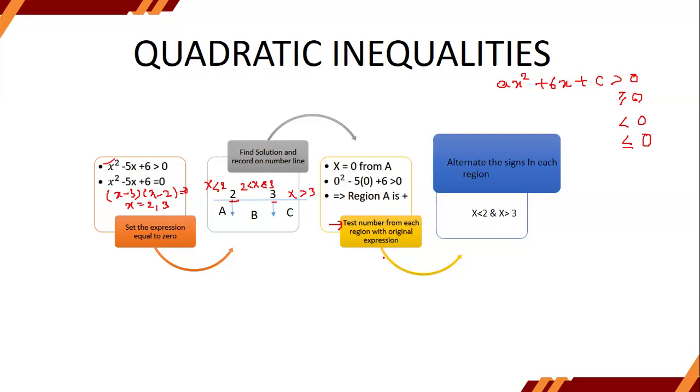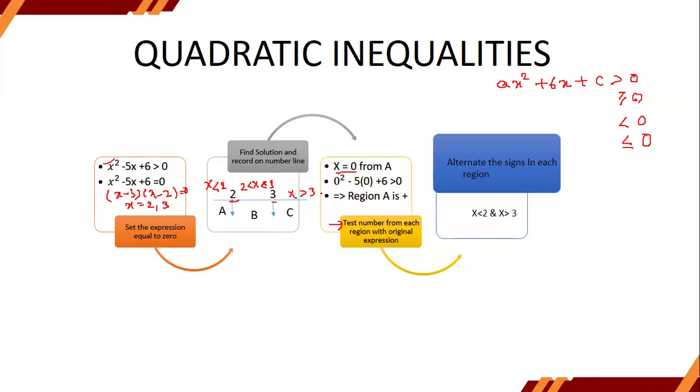Now, in order to test a number from the region, we took any number from any of the regions, and here we have taken x = 0. Now, x = 0 is from which region? Of course, it is from region A because x is less than 2. What do we need to do with this number? We have to test it with the original expression. What is the original expression? x² − 5x + 6, right?